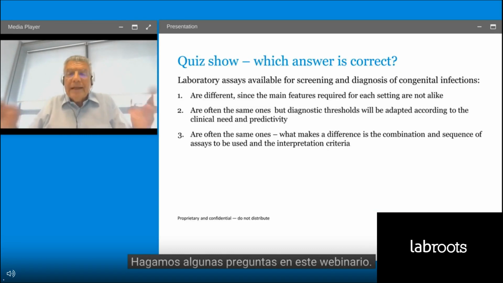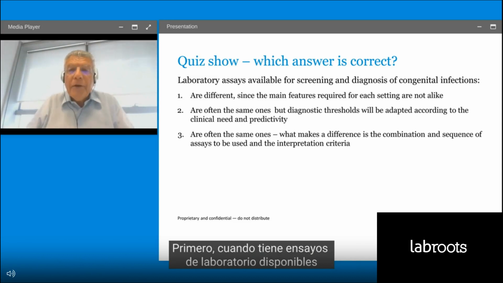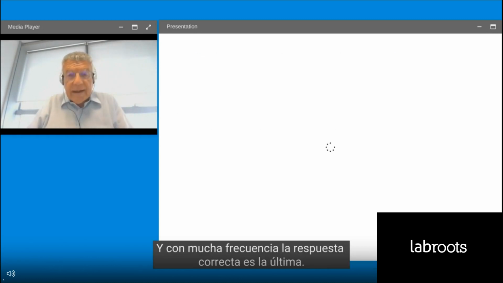Now, let's take a few questions during this webinar. I hope this will be appreciated by you. First of all, when you have laboratory assays available for screening and diagnosis, are those different according to the purpose of testing? Are those the same ones with diagnostic thresholds that are adapted according to the clinical need? Or are they mostly the same, and what makes a difference is the combination and sequence of assays to be used and their interpretation? The right answer is the last one.